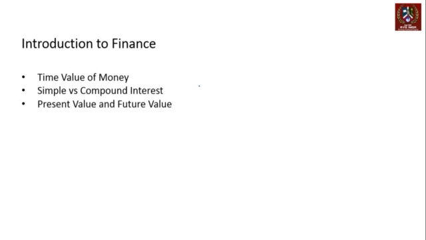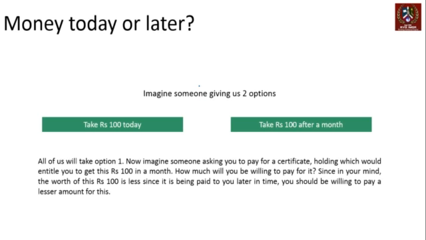Right, so let's begin with the first concept here, which is time value of money, and let's try and understand what this stands for. The question is money today or later, right? Now imagine someone gives us two options. Take rupees 100 today or take rupees 100 after a month. If you think about it for a minute, almost all of us will take option one. We would want to take the money today because of the uncertainty over a month.